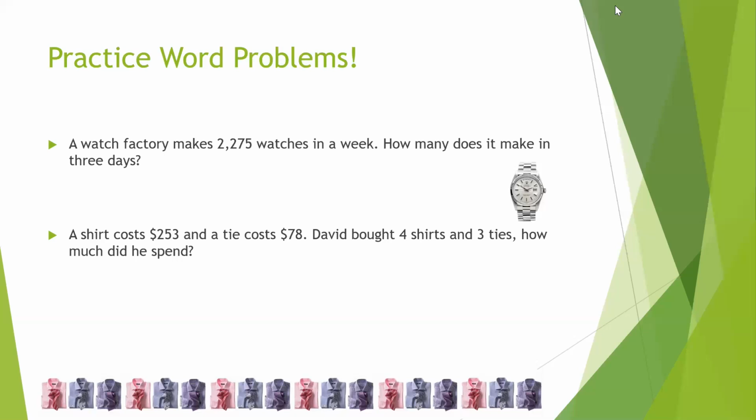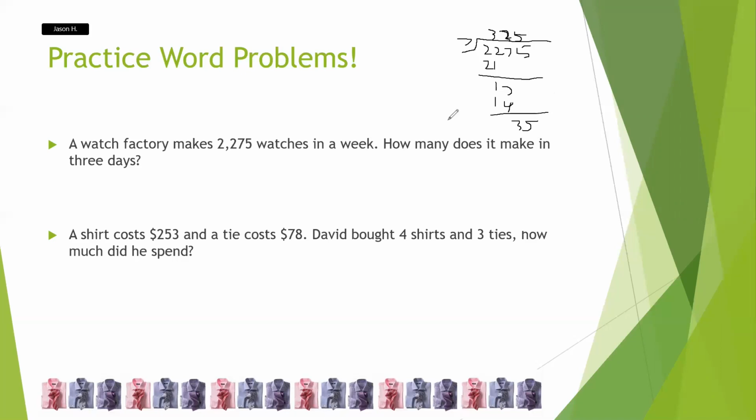So I'll just do, it's not working anymore. I'll have to use my computer again. So 2,275 divided by 7, 21, 3, 17, 2, 14, 35, 5. So that would be 325 watches per day. 325. And now we have to multiply that by 3 since it's asking for how much it makes in 3 days. So we just do this, 15, 7, and 9. Answer is 975 watches in 3 days.